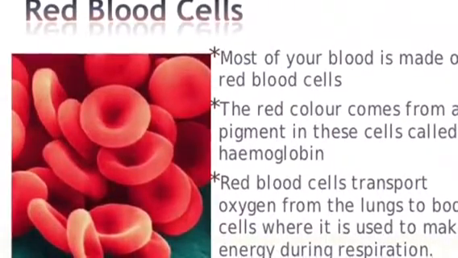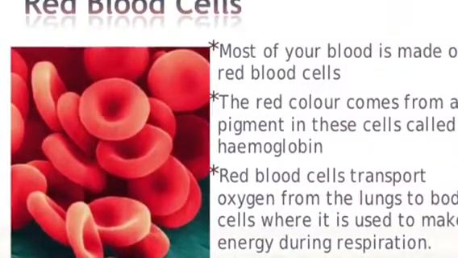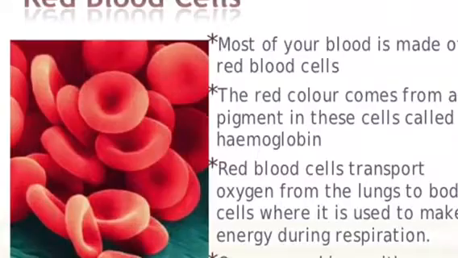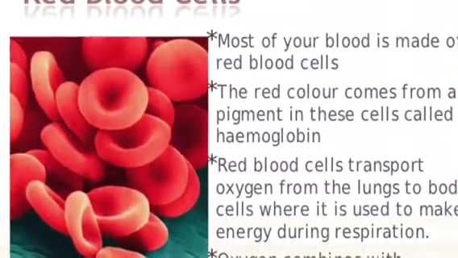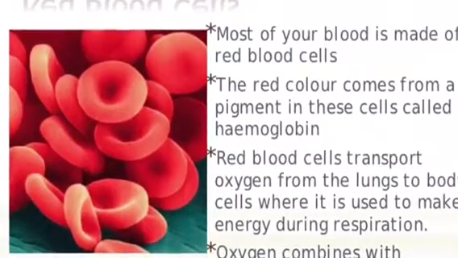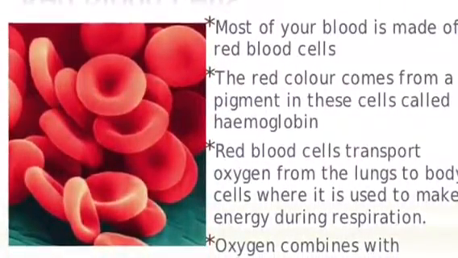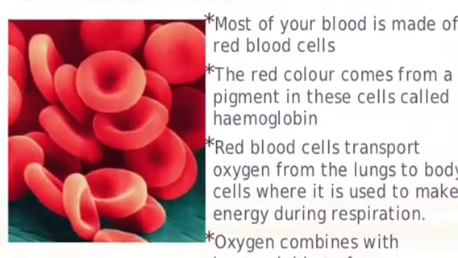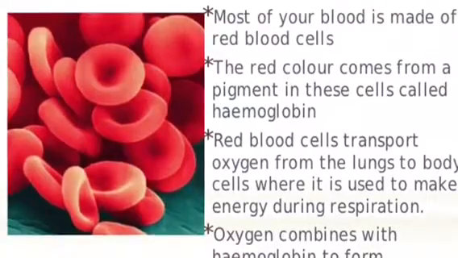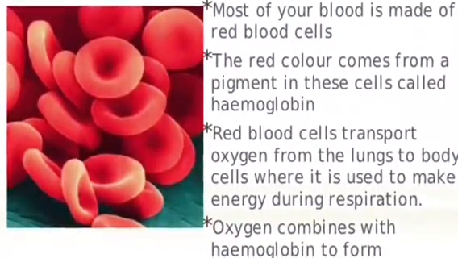Red blood cells are highly abundant, circulating in the vertebrates, the major function of which is respiratory gas exchange. However, other functions, including an interaction with the immune system, have been attributed to these cells. Most of your blood is made of red blood cells. The red color comes from a pigment in these cells called hemoglobin.